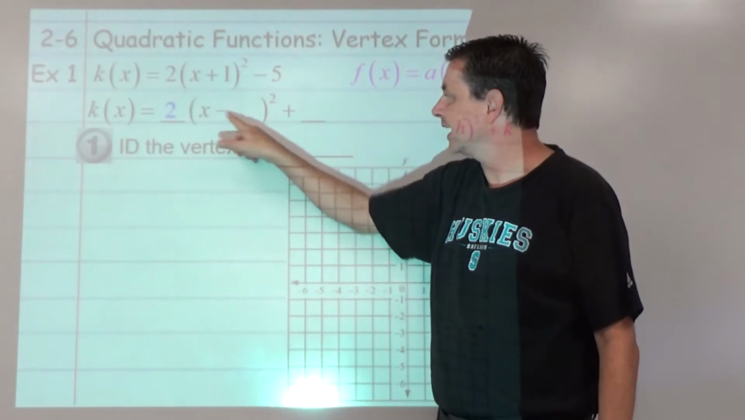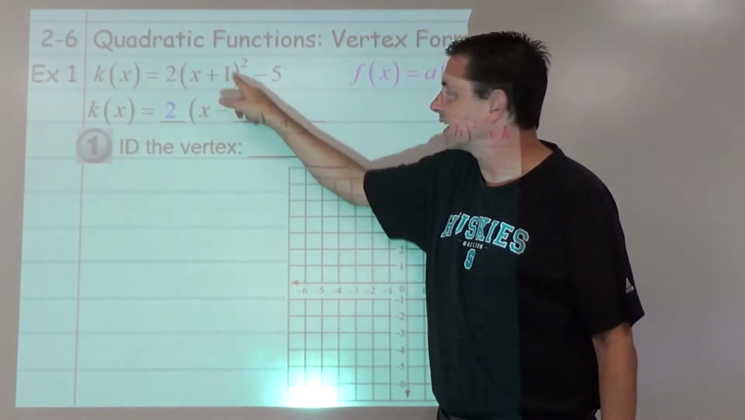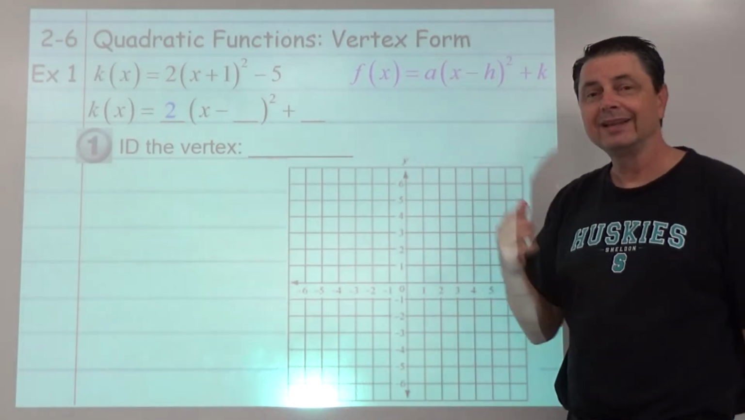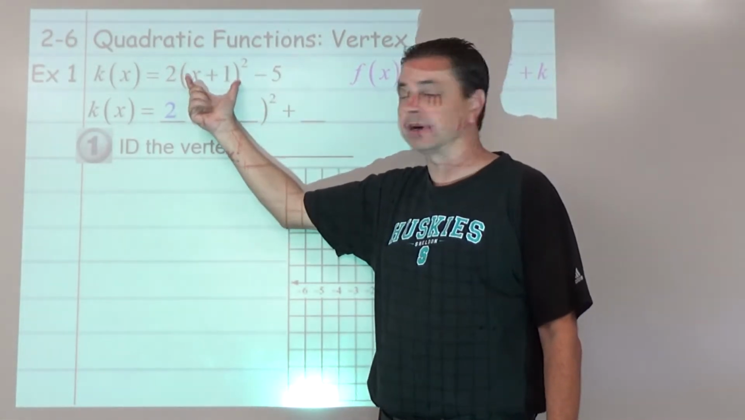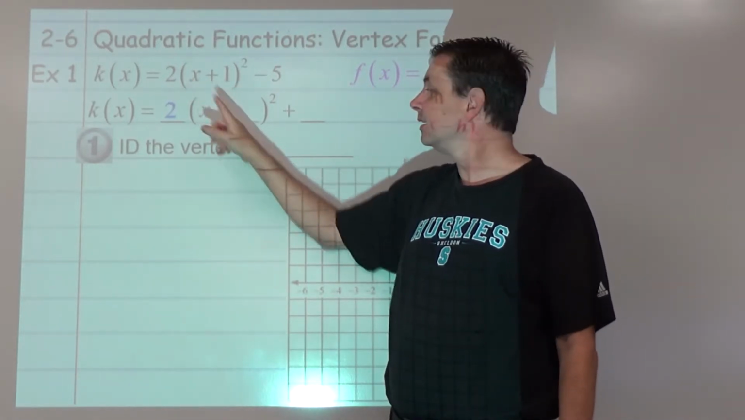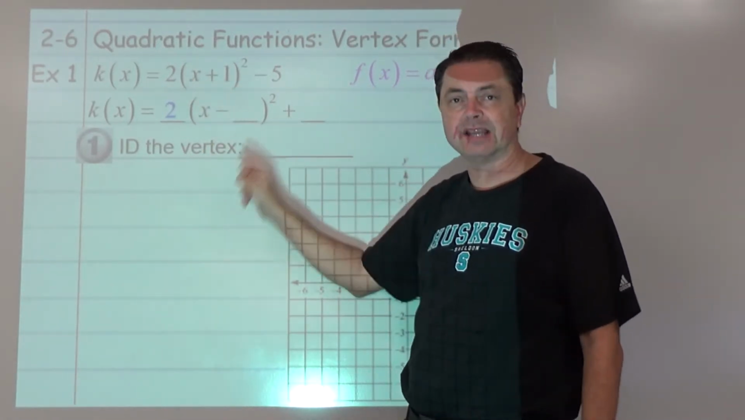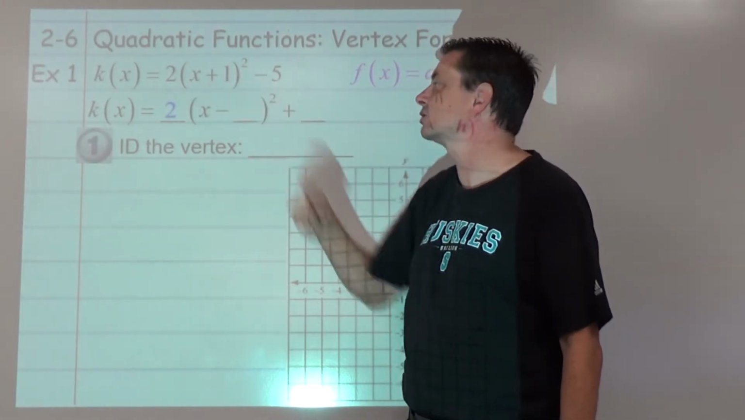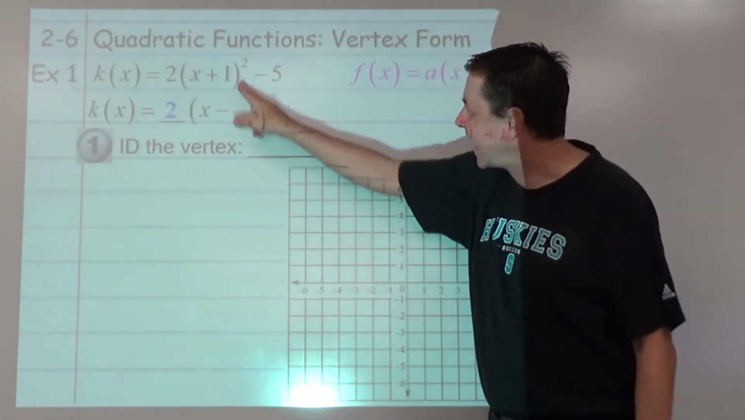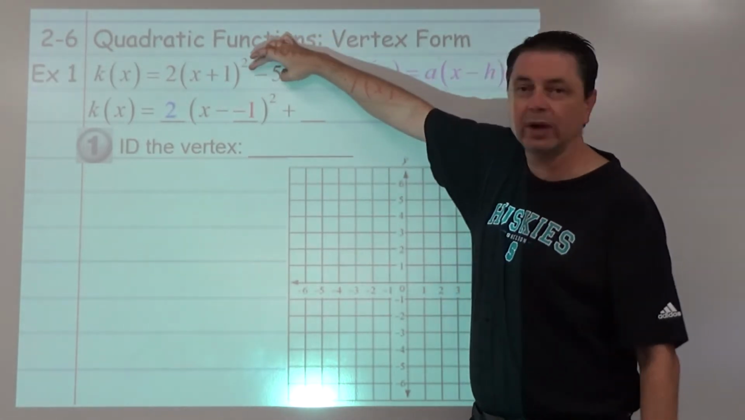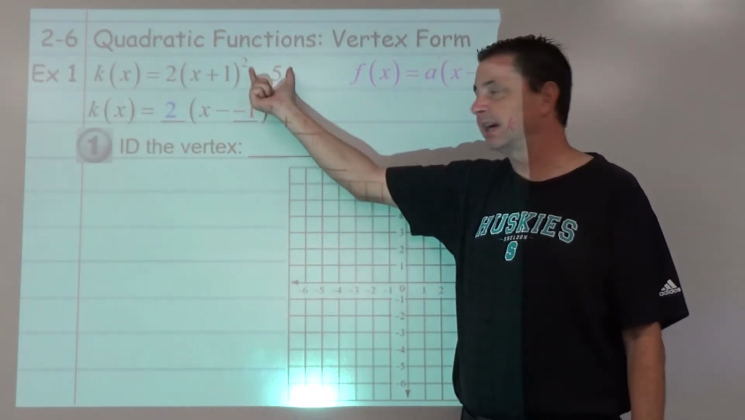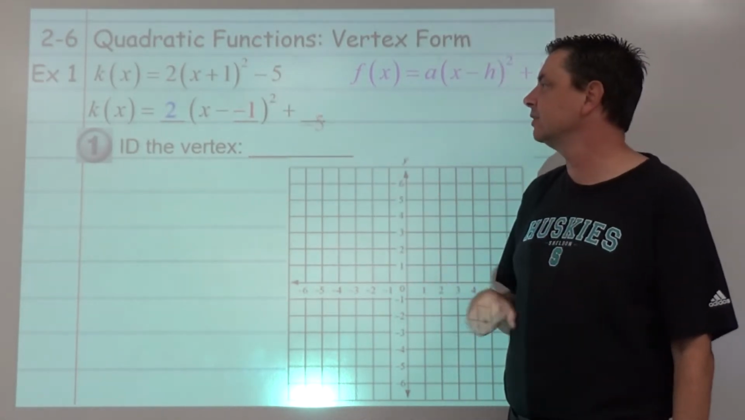All right, the tricky part, x minus. What number makes x plus 1? It's the same thing we've been looking at before. The easiest way is inside the parentheses in this form of x minus, just think opposite. It's negative 1. Minus negative 1 becomes plus 1. And then at the end, after the squaring, what you see is what you get. It says minus 5. That's a negative 5.